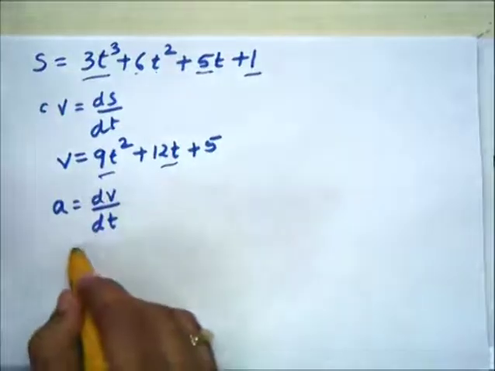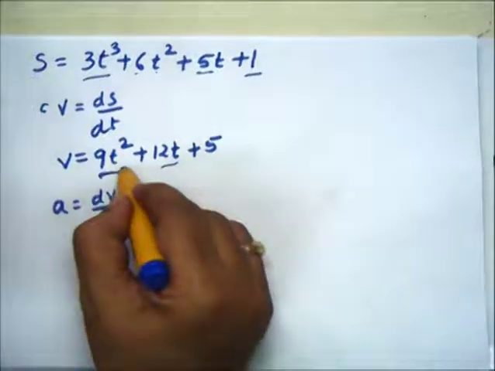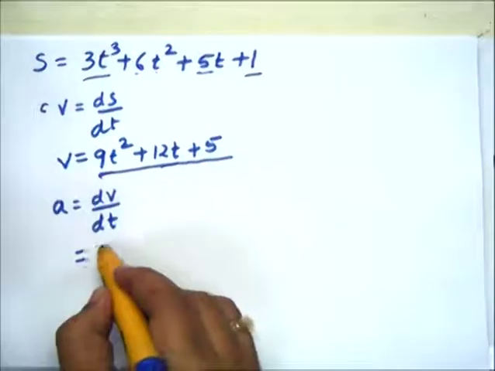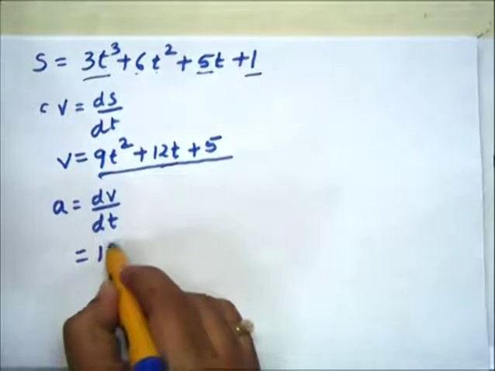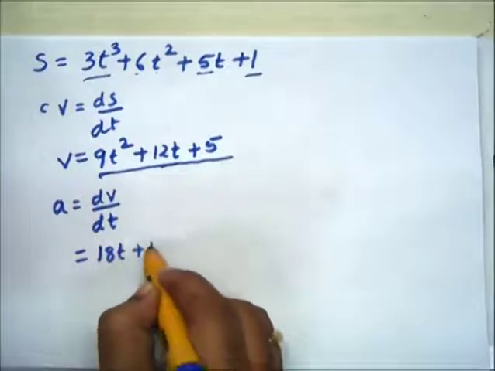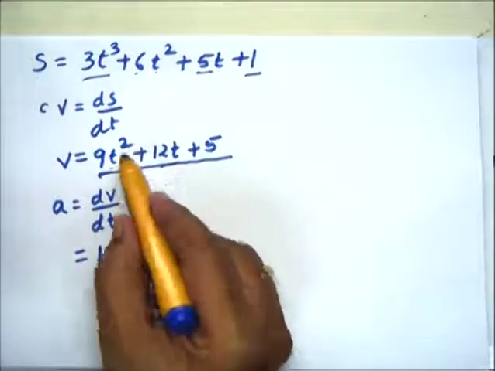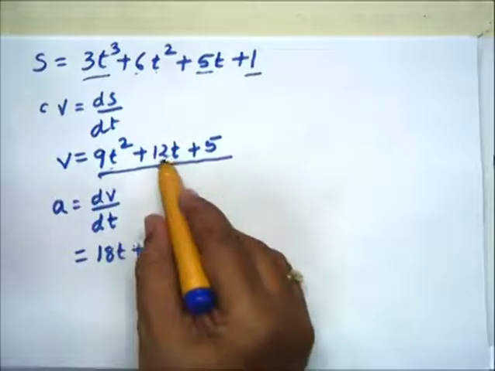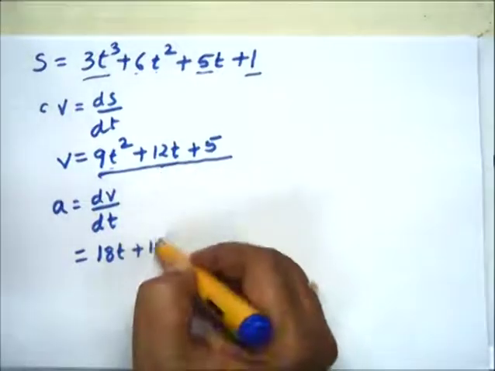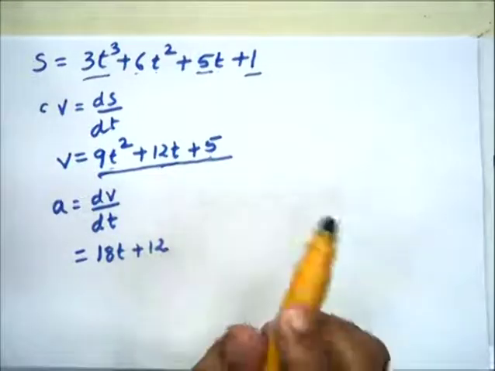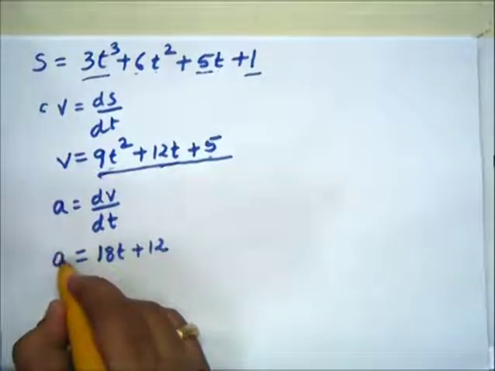So here, if we differentiate this function once again with respect to t, we have 18t plus 12. The derivative of 9t square is 18t, and the derivative of t is 1, so 12 into 1 is 12. The derivative of 5 is 0, so this is acceleration.